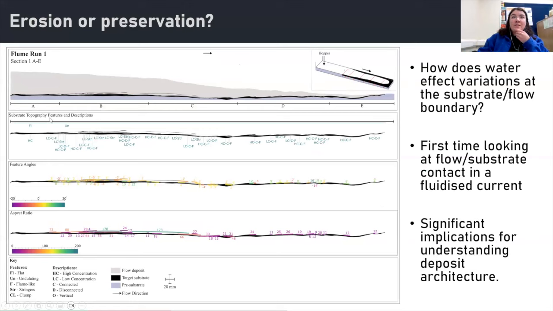And what we can begin to see is these really detailed interactions between our substrate and our flow. And we can start to look at feature angles and aspect ratios. And we can begin to unpick how water affects variations and contacts at this boundary, how these have significant implications for understanding deposit architecture. So whether this substrate material is more or less likely to be eroded or preserved.